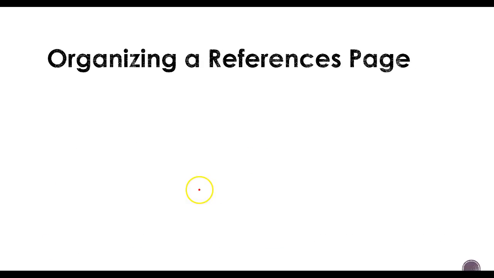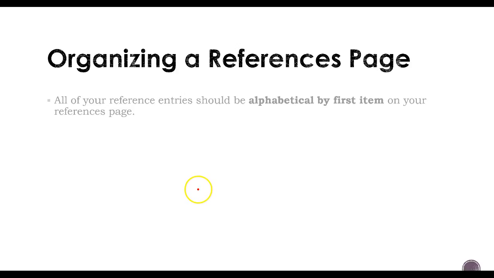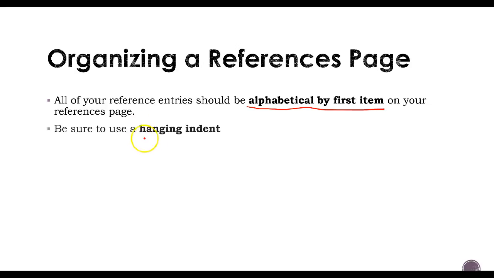So let's just talk briefly about how you organize a reference page, and what a reference page looks like when it's completed. First, if you have multiple sources, you need to put them in alphabetical order by the first item. So it's either the author or the organization. Just alphabetize them. It'll mix your books and other sources all together, and that's fine. That's how it should be.